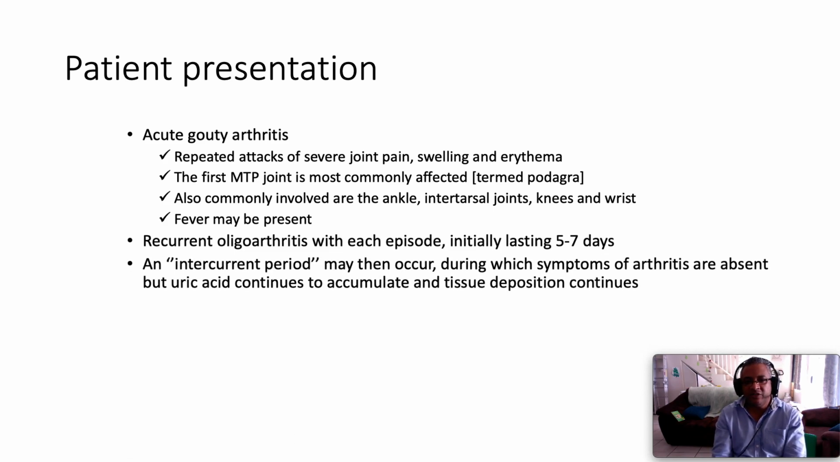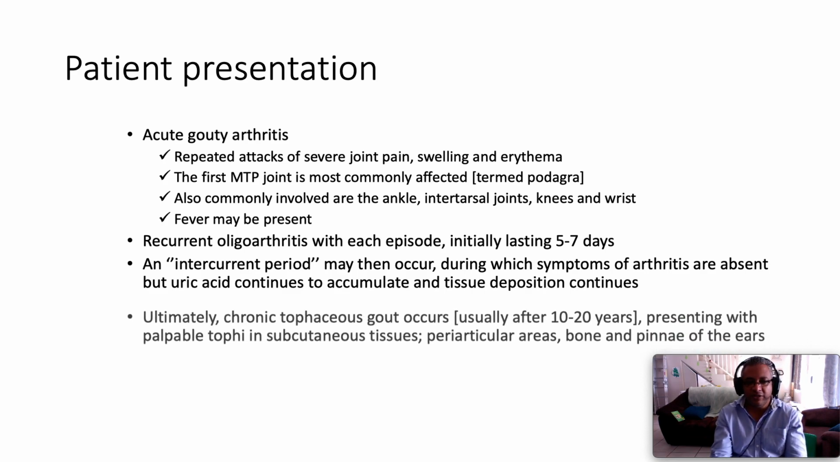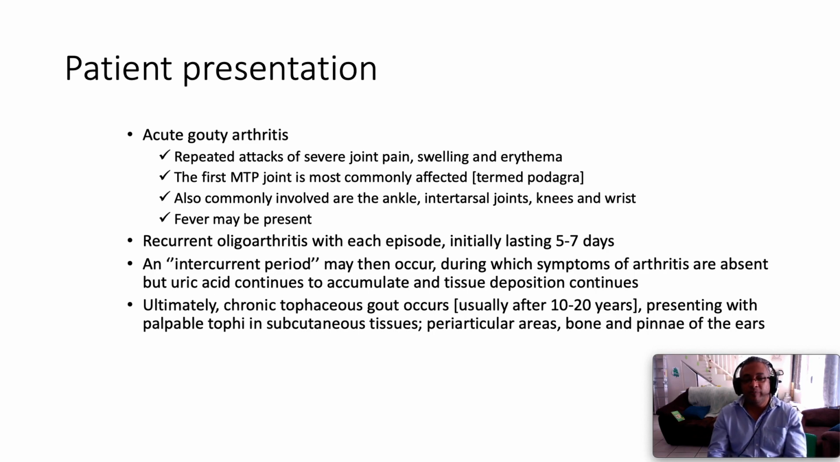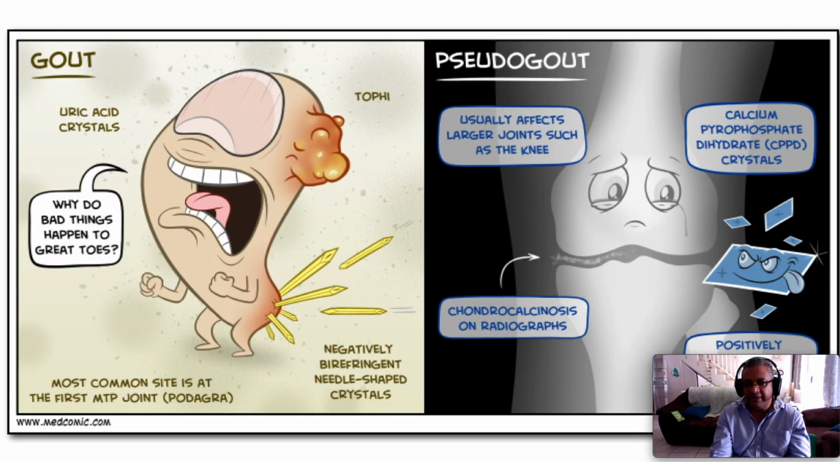Recurrent oligoarthritis, with each episode initially lasting 5 to 7 days. And there's a so-called intercurrent period which may occur, during which symptoms of arthritis are absent, but uric acid continues to accumulate and tissue deposition continues. Ultimately, chronic tophaceous gout occurs after a long-standing grumbling period of 10 to 20 years, presenting with palpable tophi in the subcutaneous tissues, periarticular areas, bone, and pinna of the ears.